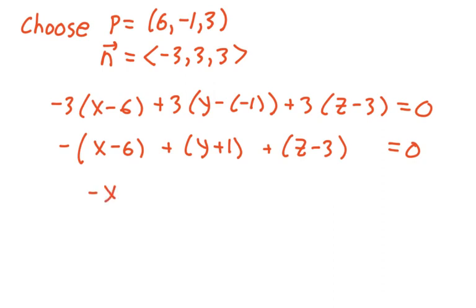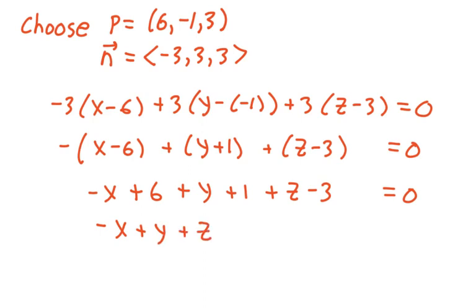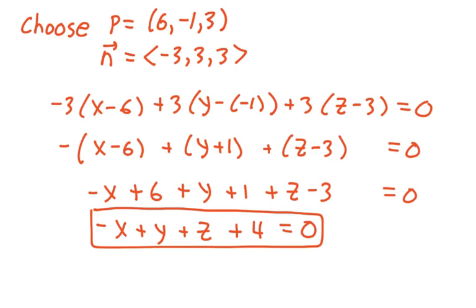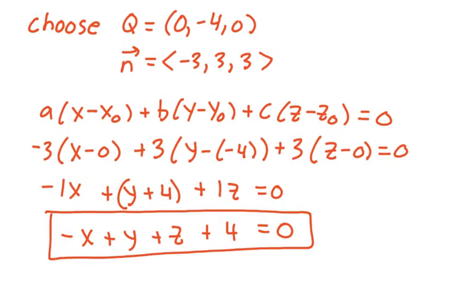And so negative x plus 6 plus y plus 1 plus z minus 3 equals 0. So negative x plus y plus z plus 4 equals 0. And if we go back, it should have been the same thing. And sure enough, it is. And so that's going to conclude this video for section 12.5. And we worked on problems 31, 32, 35, and 36.